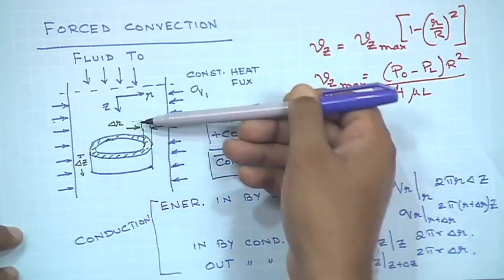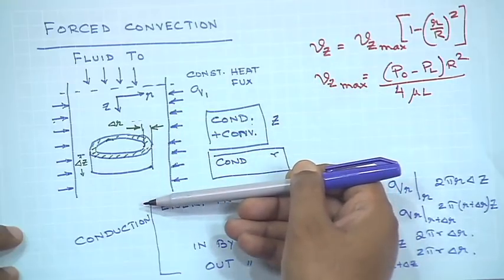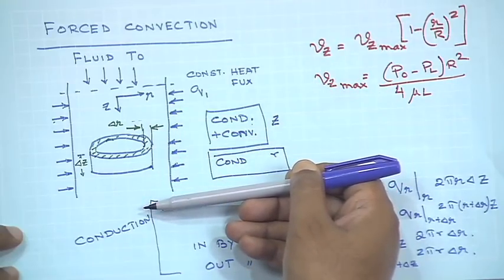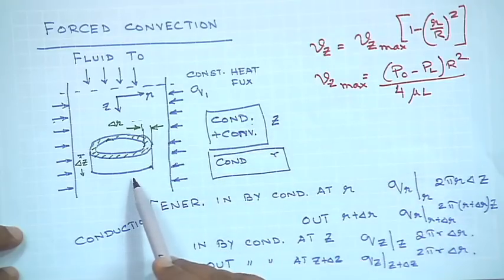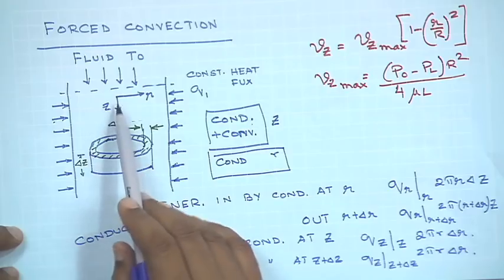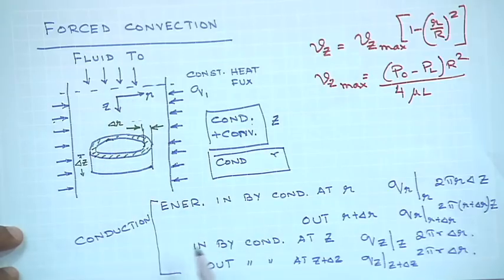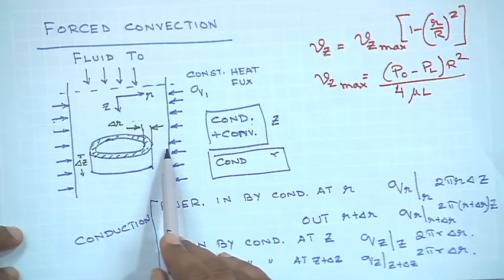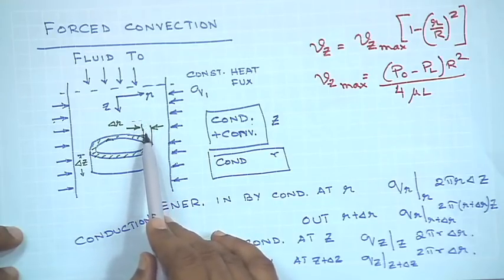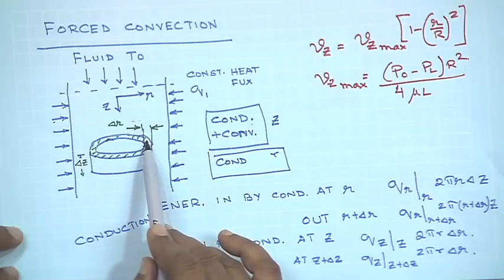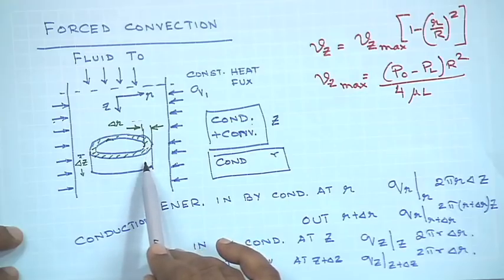So, as the fluid moves more and more into the tube, its temperature is going to increase. T is therefore a function of both z as well as r, and there would be conductive heat transfer in the r direction, convective heat transfer in the z direction, and conductive heat transfer in the z direction as well, since the temperature is going to be a function of z.